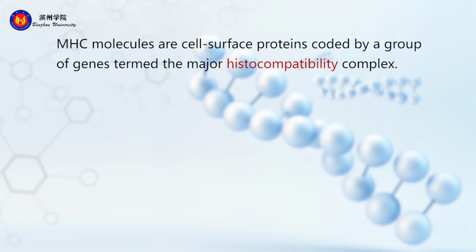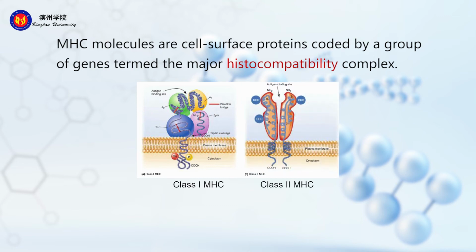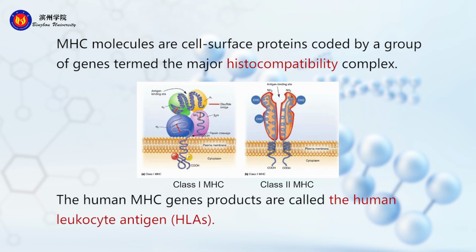MHC molecules are cell surface proteins coded by a group of genes termed the major histocompatibility complex. The class 1 MHC proteins are found on all nucleated cells of mammals. The class 2 MHC proteins are expressed on macrophage, dendritic cells, and B cells. The human MHC gene products are called the human leukocyte antigen.